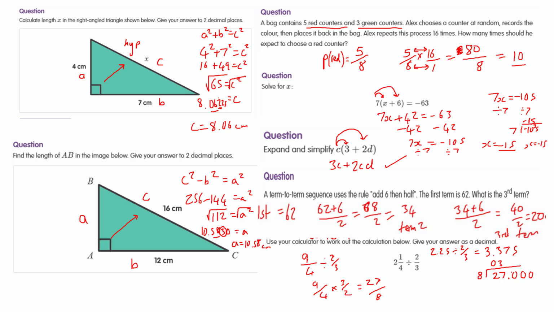What's the remainder? 3. How many 8s into 30? Put the decimal point in. Well, that's going to be 3 again, and remainder 6. Now 8s into 60 is 7. 7 times 8 makes 56, so remainder is 4. 8s into 40 is 5, and we get the same answer.